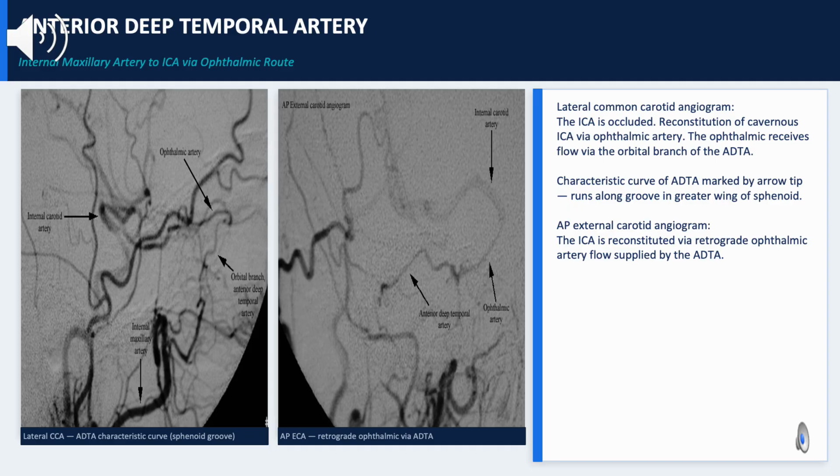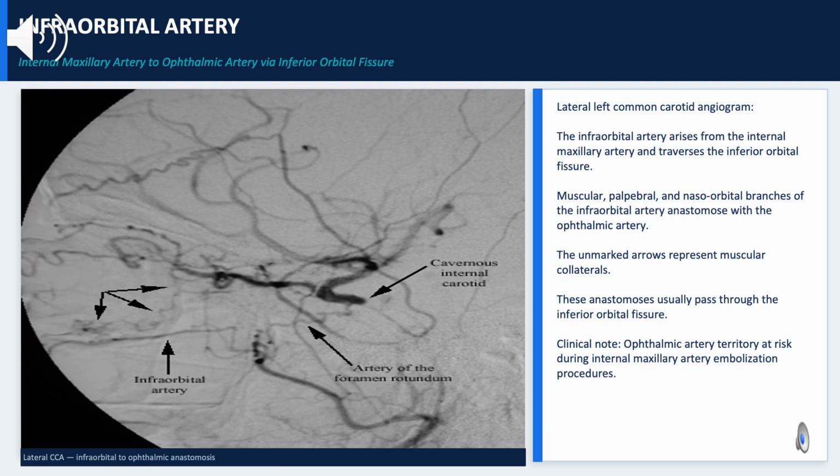The AP external carotid view confirms retrograde ophthalmic artery filling via ATA. The ophthalmic artery is visible coursing medially from its orbital origin to reconstitute the cavernous ICA. Always obtain both projections when evaluating internal maxillary territory. The AP view confirms what the lateral suggests, and vice versa. The infraorbital artery anastomosis is less well known than the MMA lacrimal connection, but equally dangerous.